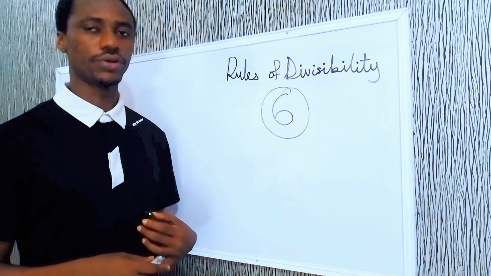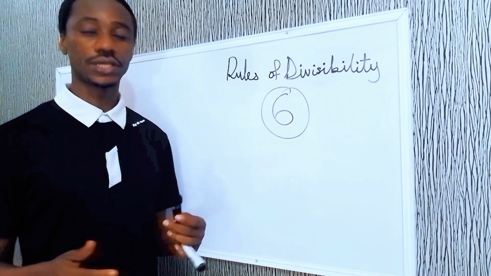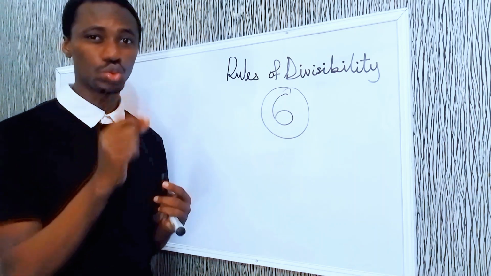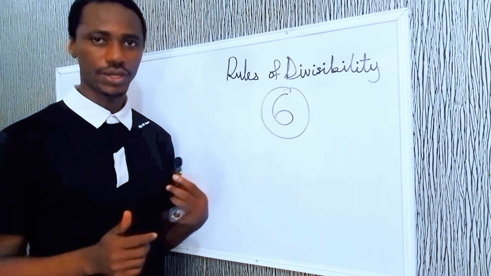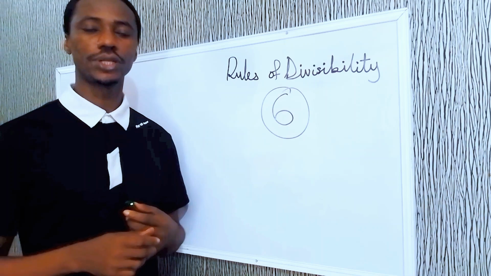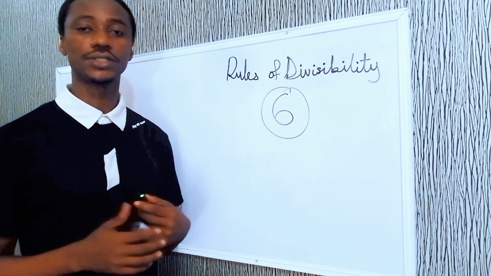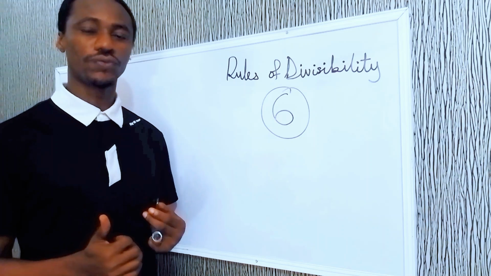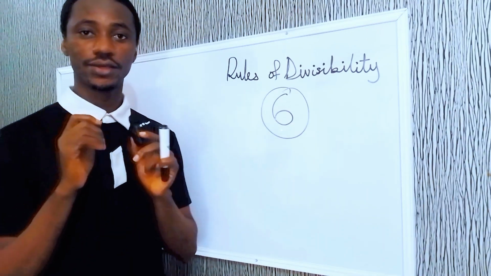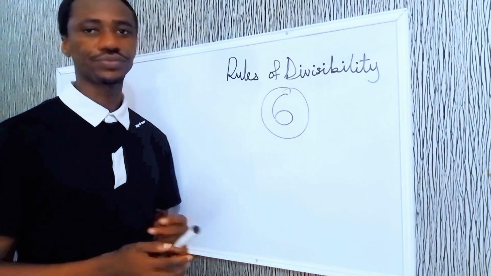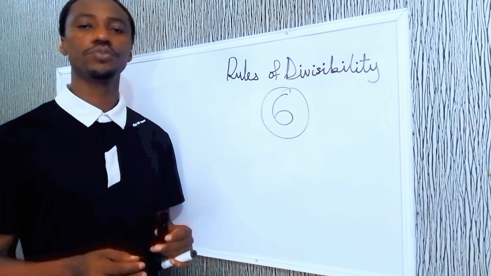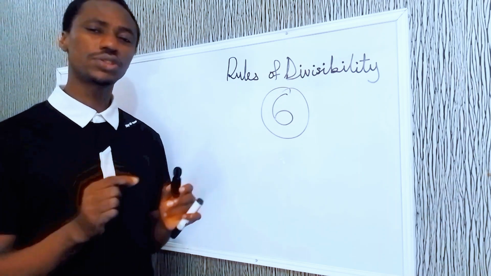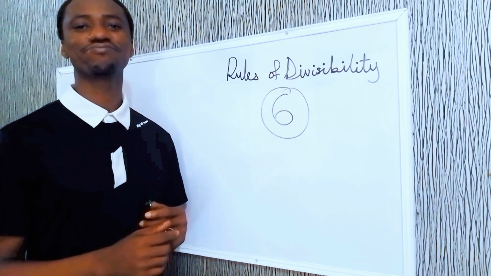That number would satisfy the rule for 2 and 3. And you remember, if you have not seen it, please go to the playlist and check the division made easy playlist for the rules of 2 and 3. So for a number to be divisible by 6, that number must be divisible by both 2 and 3.